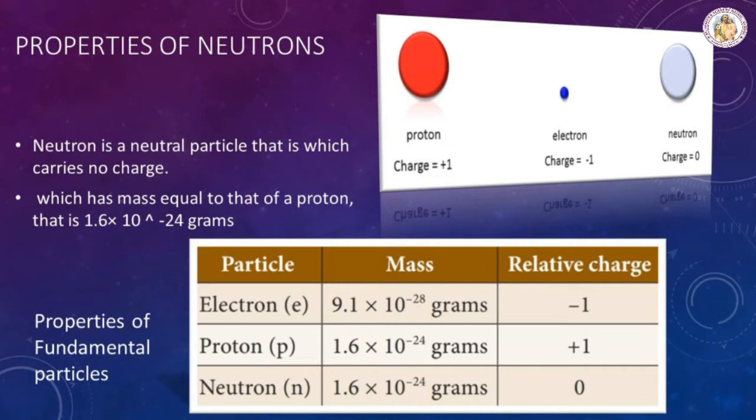Next, neutron is denoted by the letter small n. The mass of the neutron is 1.6 into 10 to the power of minus 24 grams. And for neutron, there is no charge, so 0. Among these particles, electron is the smallest one. And the mass of the proton and neutron is equal in an atom.